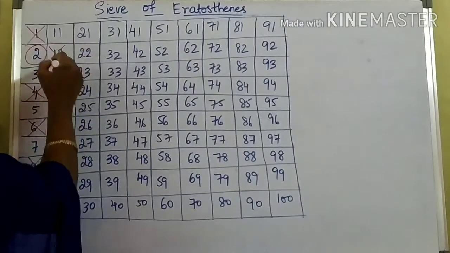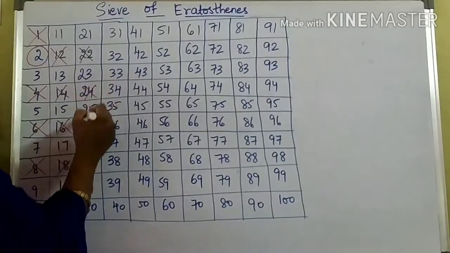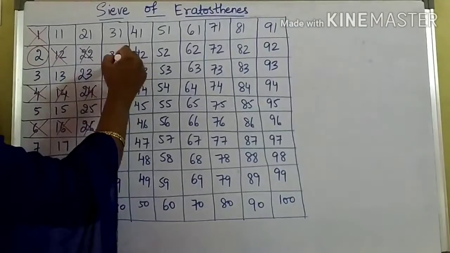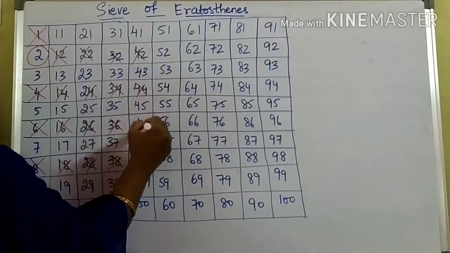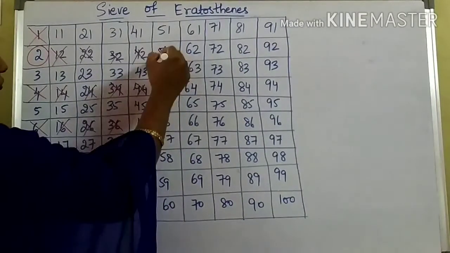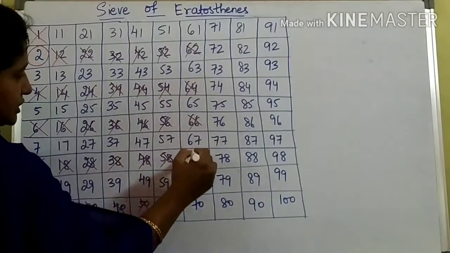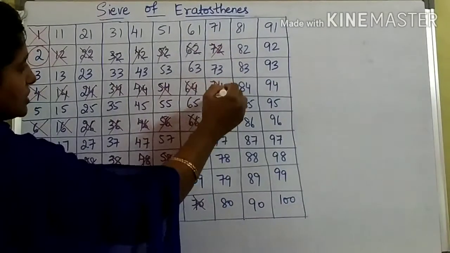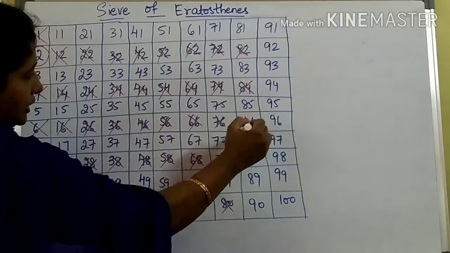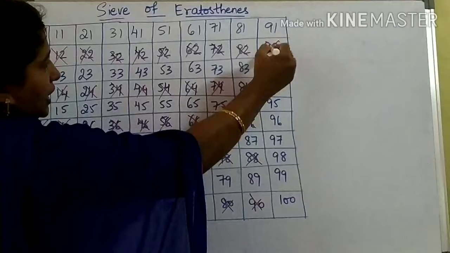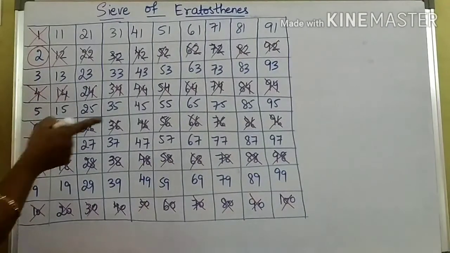10, 12, 14, 16, 18, 24, 26, 28, 30, 32, 34, 36, 38, 40, 42, 44, 46, 48, 50, 52, 54, 56, 58, 60, 62, 64, 66, 68, 70, 72, 74, 76, 78, 80, 82, 84, 86, 88, 90, 92, 94, 96, 98, 100. So here I crossed out all multiples of 2.